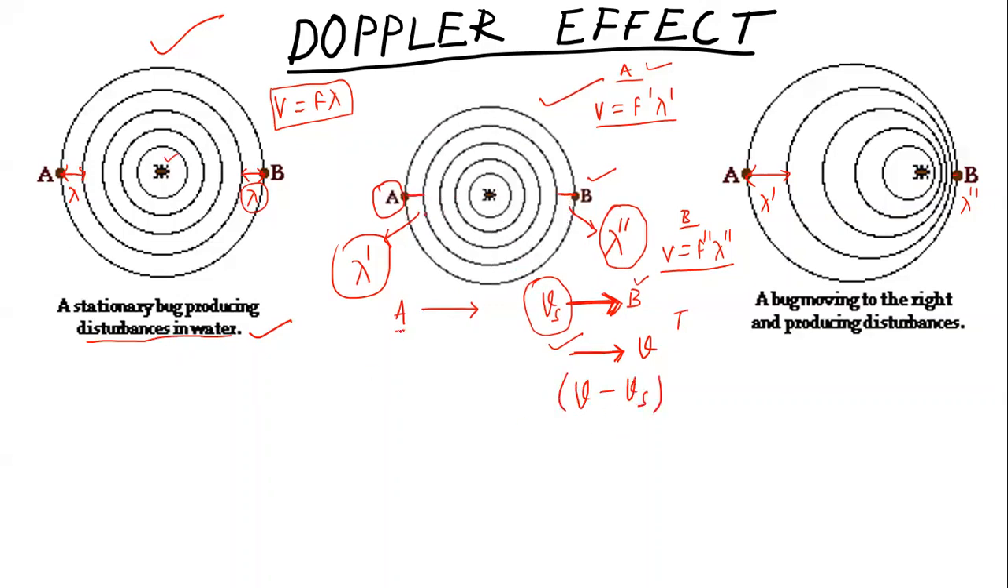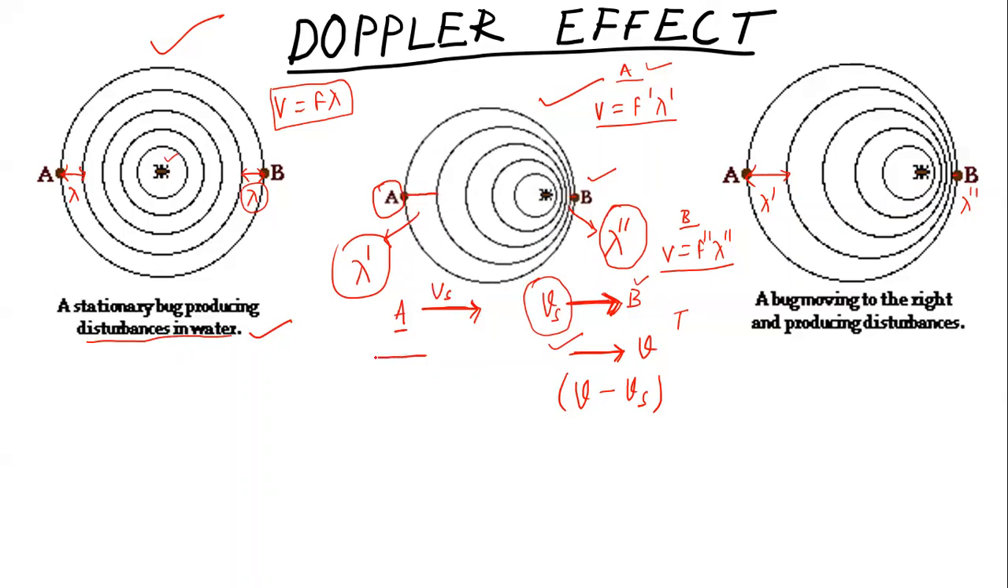Now for observer A, if you see, the source is going away with a speed Vs, but the disturbance is moving in this direction with speed V. So the relative velocity for this one will be V plus Vs. This is what is important, and we need to understand this: V plus Vs for observer A and V minus Vs for observer B.